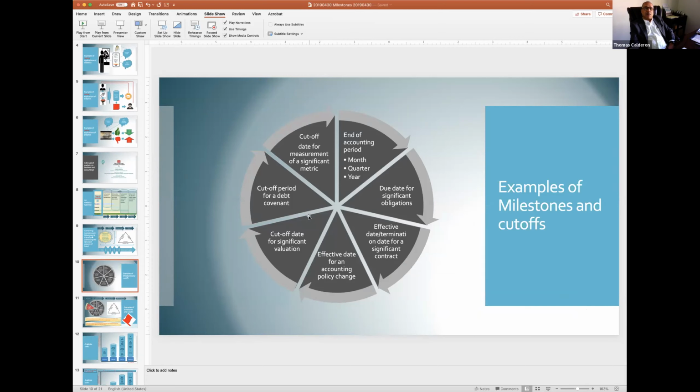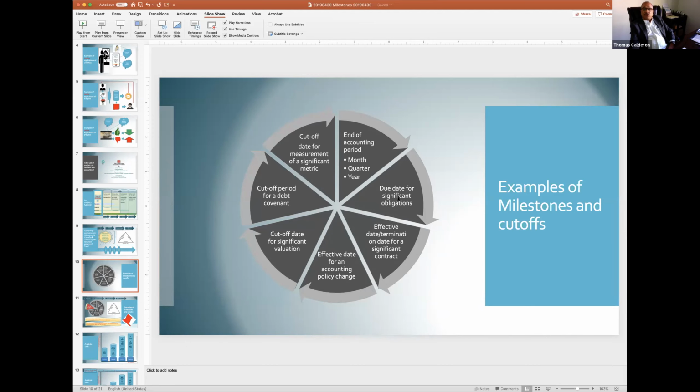Here I give a couple of examples of milestones and cutoffs. So one example that I have here is a cutoff date for the measurement of a significant metric. So the cutoff date for measuring income, or the cutoff date for measuring sales, or the cutoff date for measuring production. End of an accounting period, a month, a quarter, a year.